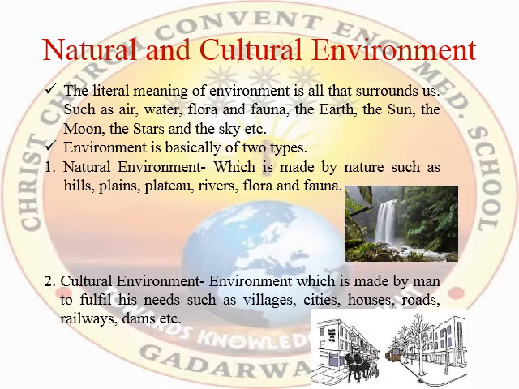Natural environment is made by nature. As you see in the picture, there are pictures of natural environment and cultural environment. Natural environment is made by nature such as hills, plains, plateaus, flora and fauna, rivers, etc. Cultural environment is the man-made environment to fulfill his needs such as villages, cities, houses, roads, railways, dams, etc. Look at this picture. You can see the buildings and roads.